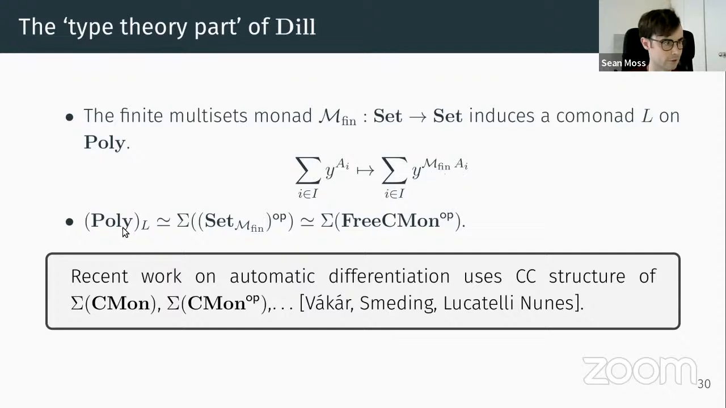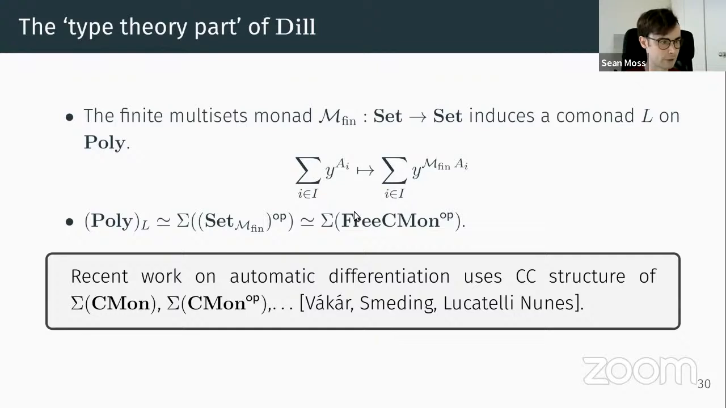If I take the co-Kleisli category of this, that is the same as the free sum completion of free commutative monoids, where free commutative monoids are the Kleisli category of the finite multisets monad on sets. Okay, so free commutative monoids op has biproducts. So hence, let's focus on some completion of a category with biproducts.